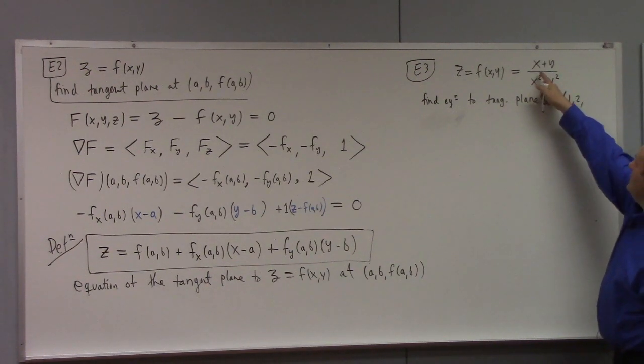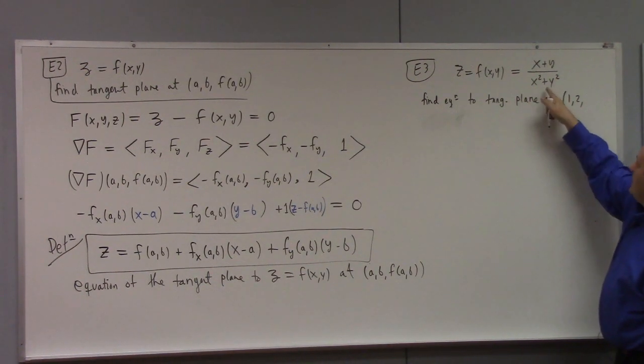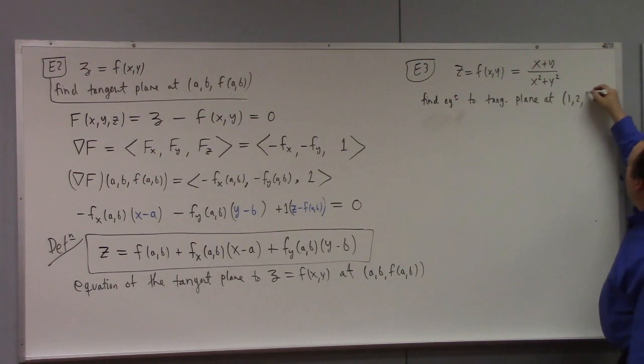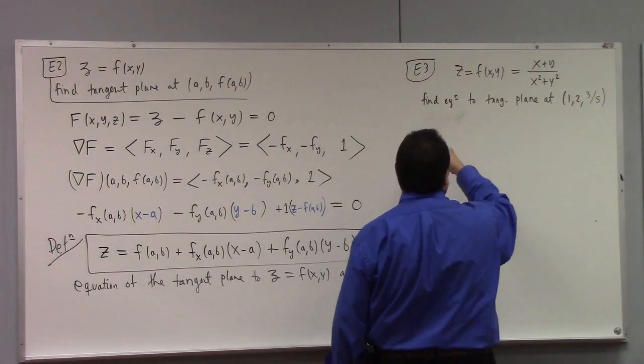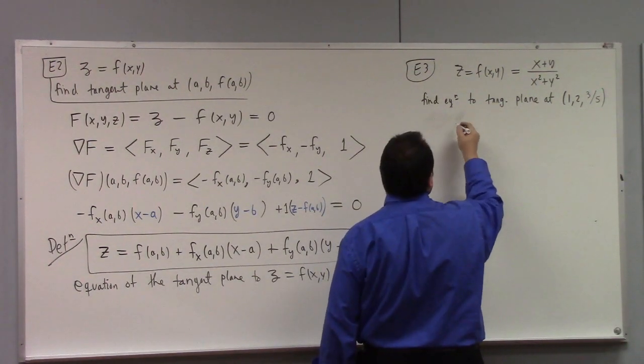But 1, 2. So I plug in 1 and 2. I get 1 plus 2 is 3, and then I divide by what? I think 5, right? 3/5. Do you guys agree? Okay, so what's the tangent plane? Let me calculate fx. What is fx?